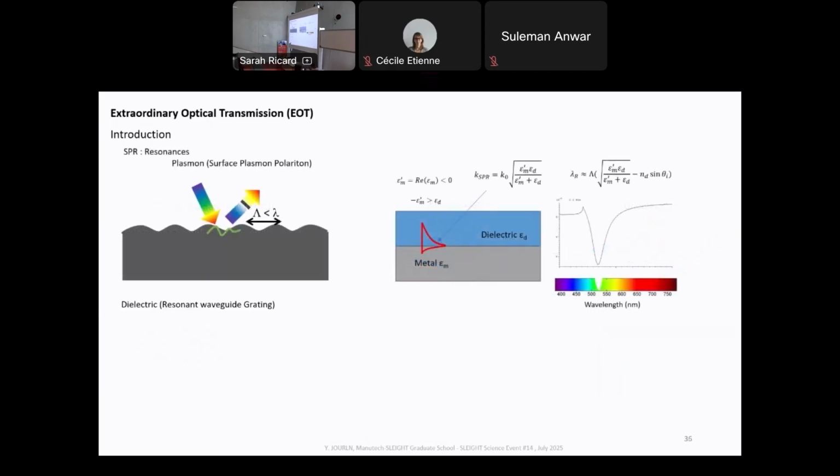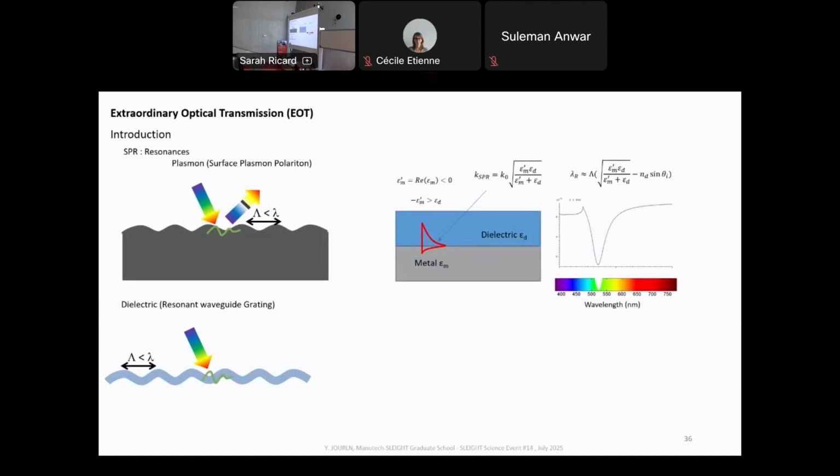Let's come back to what I explained in detail before. It is the excitation of the surface plasmon. And I like to make the analogy with resonant waveguide grating. So we don't speak at all about metallic. Here it is pure dielectric. But there is a kind of analogy because when we spoke about resonant waveguide grating, we have an incident beam.